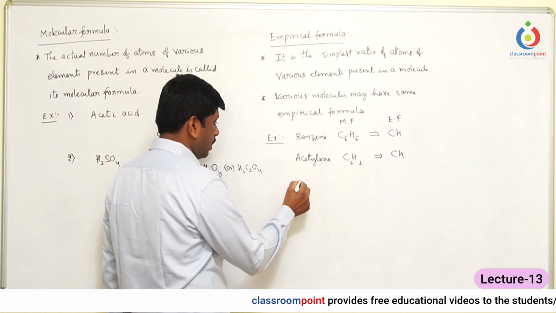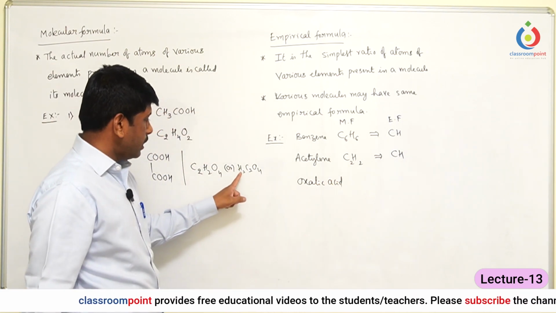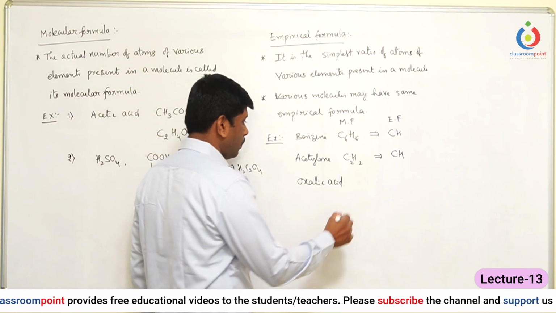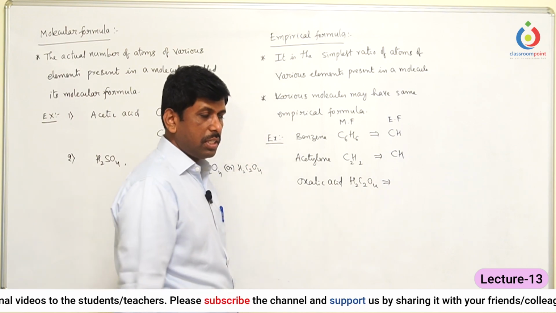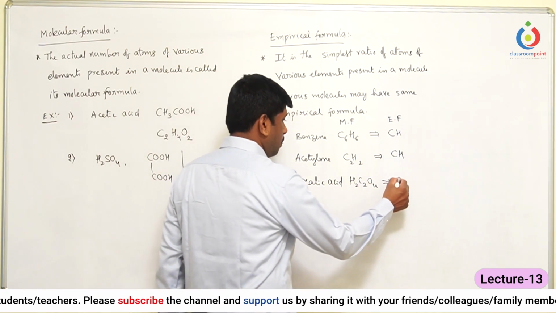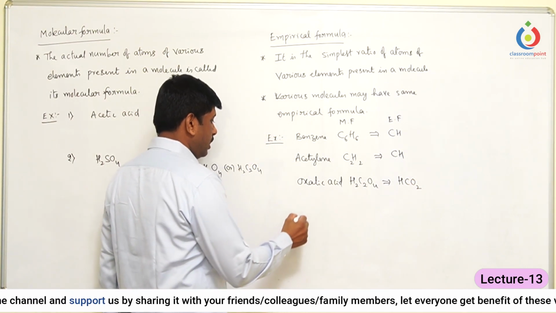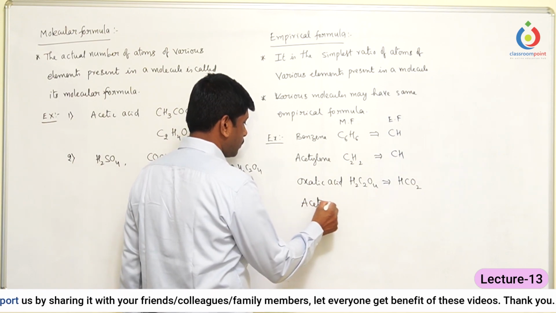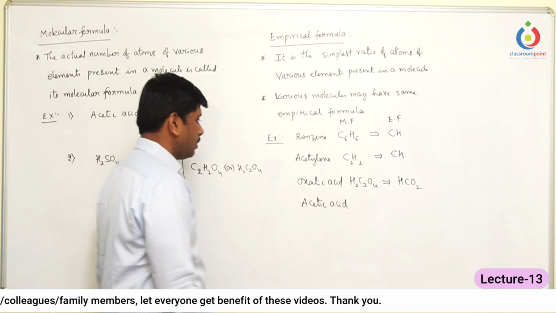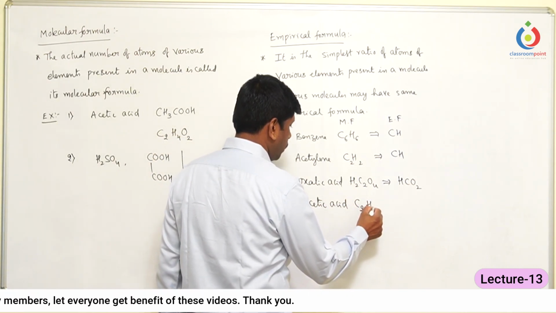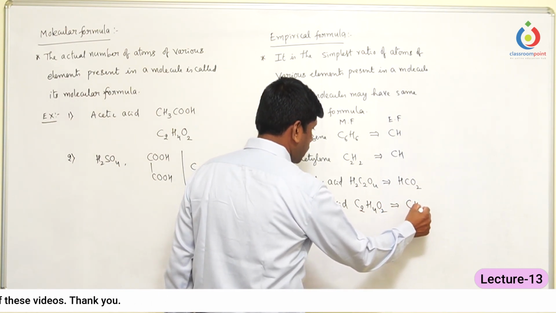Now let us take the oxalic acid. Oxalic acid's molecular formula, we have already seen, is H2C2O4. But if you write down its empirical formula, it goes to the simplest ratio as HCO2. Let us take acetic acid. Acetic acid molecular formula is C2H4O2. Then we can write this as CH2O.